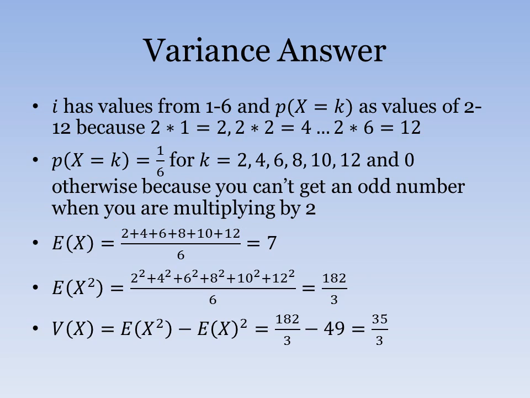So the expected value of X is the sum of your values over 6, which is 7. That's basically the mean. And the expected value of X squared is when you square all your values and you just divide by 6 again, just like the mean, and you get 182 over 3. So the variance of X is this here, which is 182 over 3 minus 7 squared, which is 49, and that's 35 over 3.